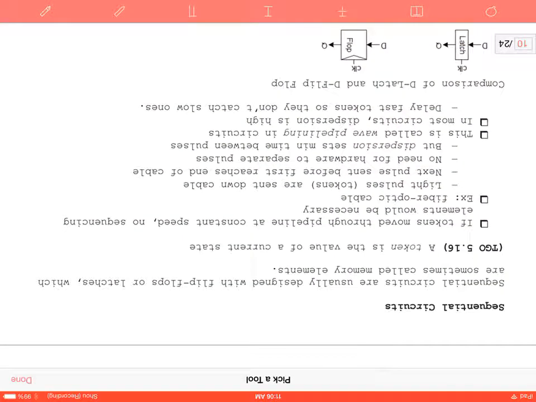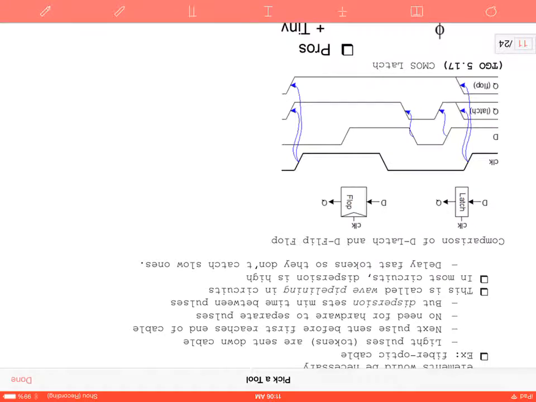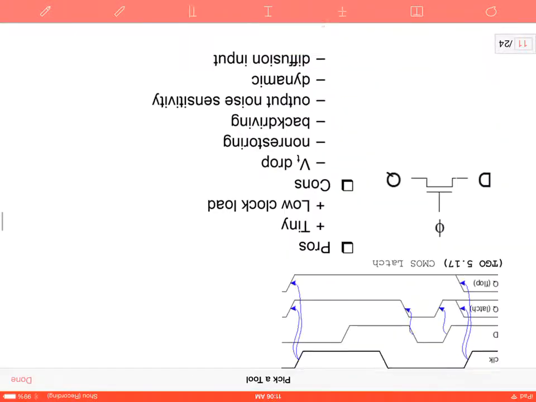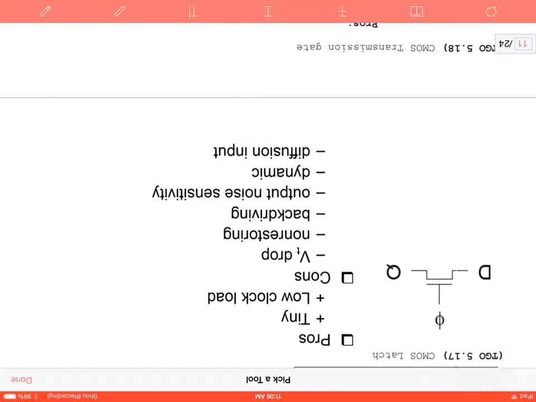Then we started talking about sequential circuits. We started specifically talking about tokens, what a token is in terms of you have this value that's going through a pipe. Then you have D latches and D flip-flops. We talked about the timing. And then I presented a number of different sequential type elements.